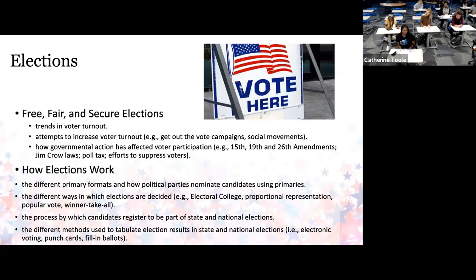Understand, what is a primary vote? How does that work? The different ways in which elections are decided: the Electoral College, which Jamie referred to earlier, proportional representation, popular vote, winner take all. Different methods of tabulating votes, essentially. The process by which candidates register to be part of state and national elections, and the different methods used to tabulate election results in state and national elections.